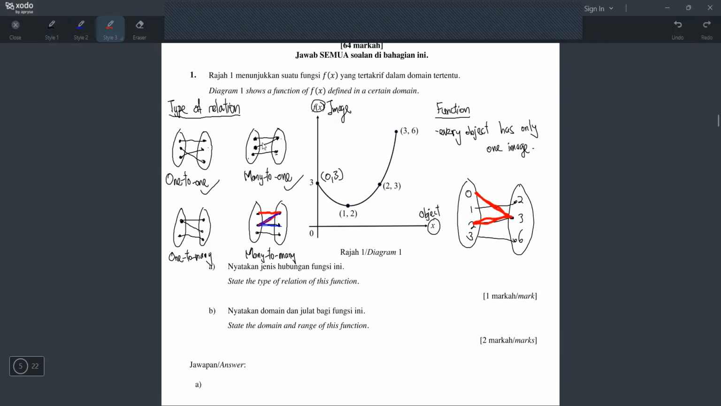This means it's many to one, right? So that's why the answer for A is many to one relation. So I'll just write here. The answer for A is many to one relation. Okay, and don't forget to put the dash, right? You have to put the dash.